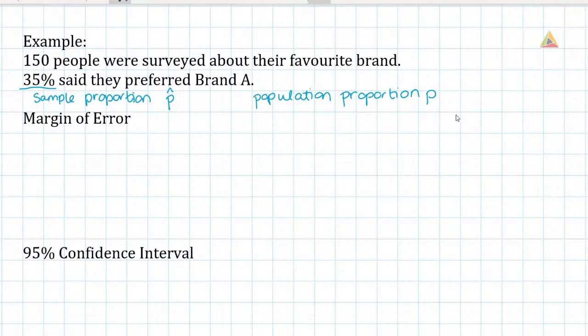So the first thing that we're going to look at then is the margin of error. The margin of error is how wrong we think this answer might be. We're saying 35% here in this example, but we know that there's going to be a little bit of error built into that percentage, and it may not be exactly 35%. How we calculate the margin of error is we say that E, the margin of error, is equal to 1 over the square root of n, where n is the sample size.